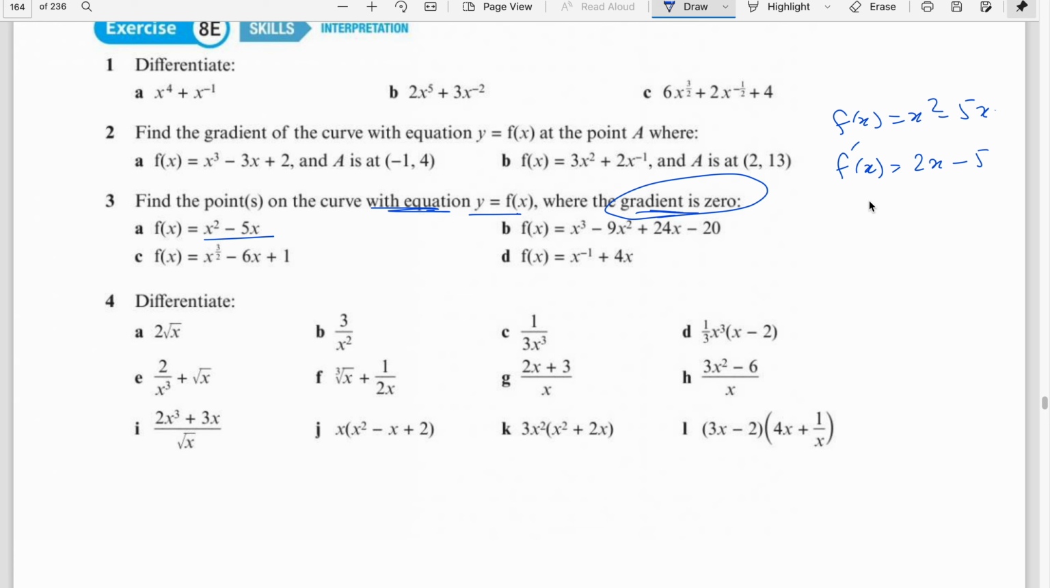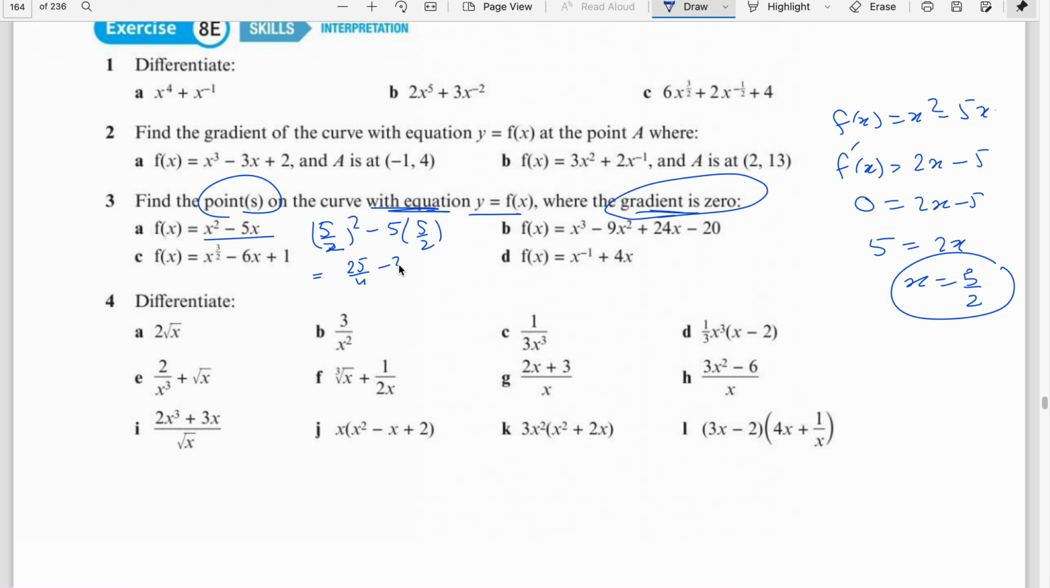And when the gradient is 0, 0 is equal to 2x minus 5. We make x the subject of the formula and x is 5 by 2. So for the point, we already have x. Put that in the equation. That is 5 by 2 squared minus 5 into 5 by 2, and we get 25 by 4 minus 25 by 2. And that would be minus 25 by 4.